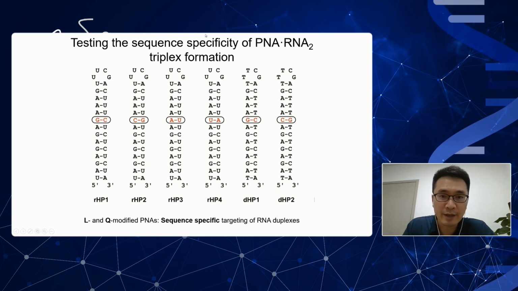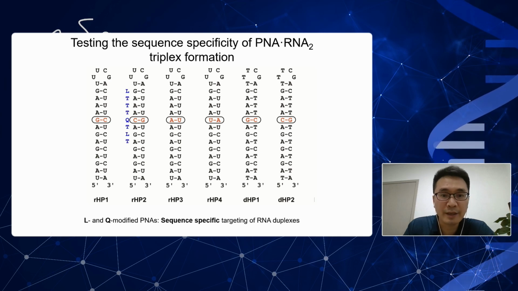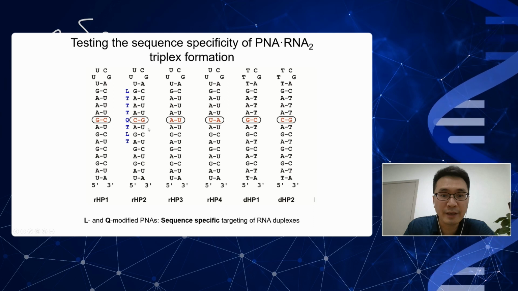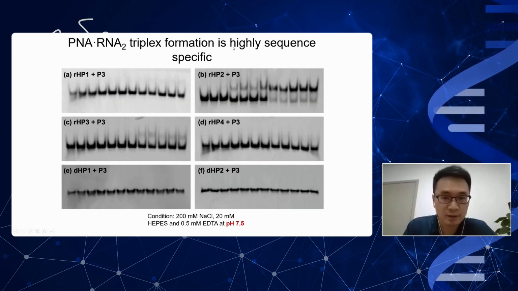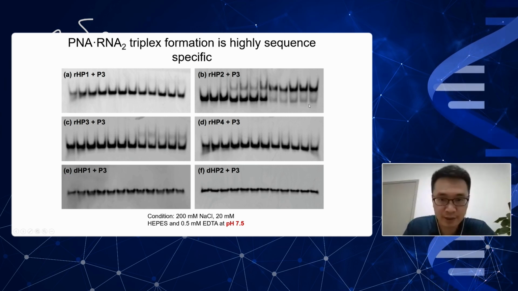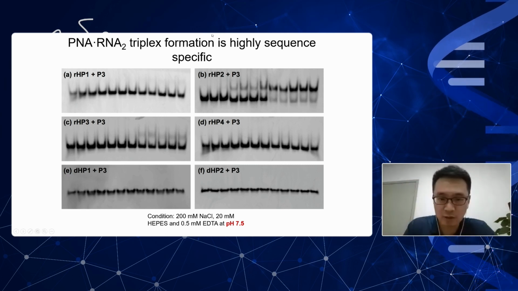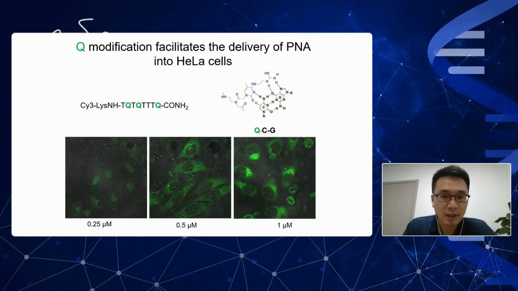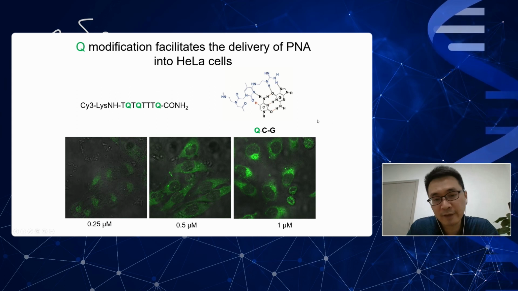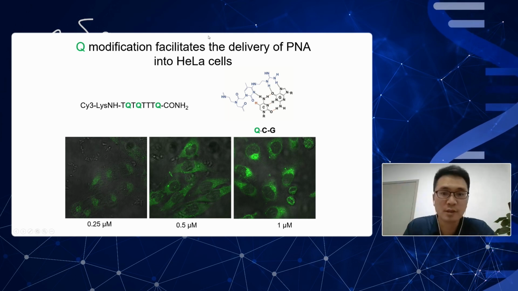We also tested binding to many other RNA and DNA structures, and we see that the binding only happens between the target RNA duplex and our PNA. There's no binding between the PNA and other RNA and DNA structures. So there is only one binding event, between the target molecule and our PNA. And also, with multiple Q-modified PNA, we can see that the PNA can get into the cell easily. You can see that in this confocal data.